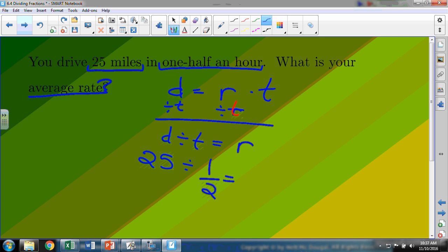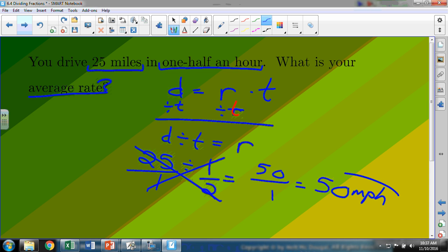So, how will you take 25 divided by 1/2? Absolutely easy. Put it over 1. And then 25 times 2. 1 times 1. And 50 divided by 1 tells us our answer, 50 miles per hour. We're done.